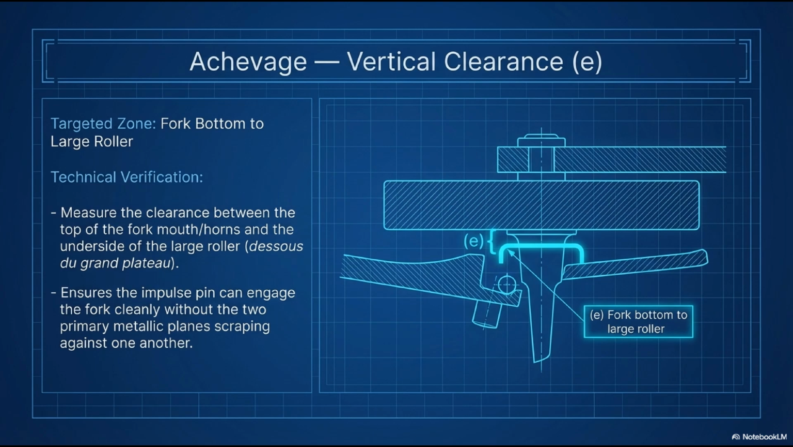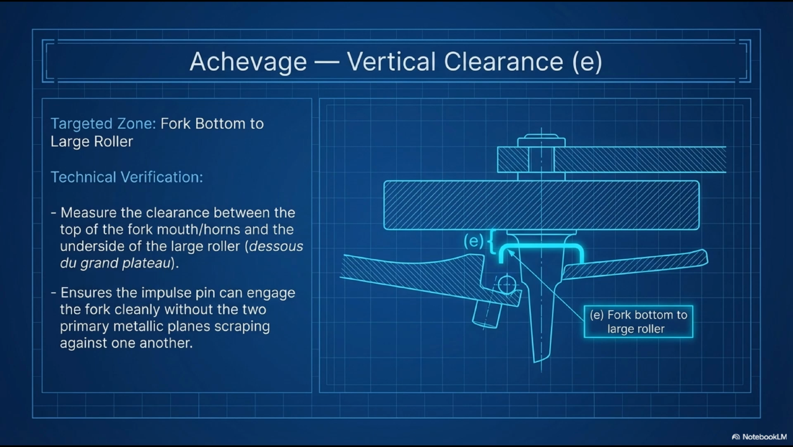The slide notes the corrective objective clearly: ensure the impulse pin can engage the fork cleanly without the two primary metallic planes scraping against one another. The two planes are the flat underside of the large roller and the flat top surface of the fork body. These must have a clean vertical gap.